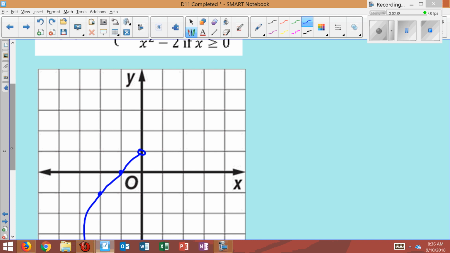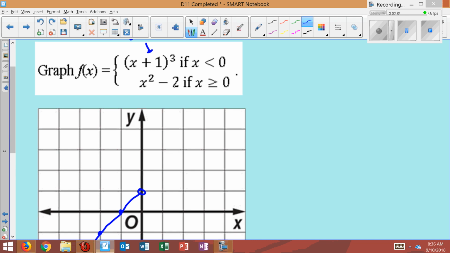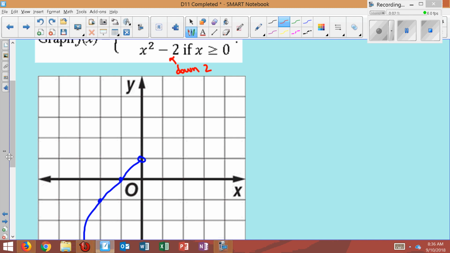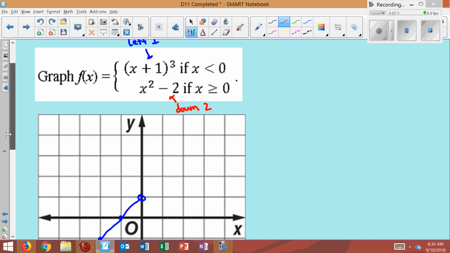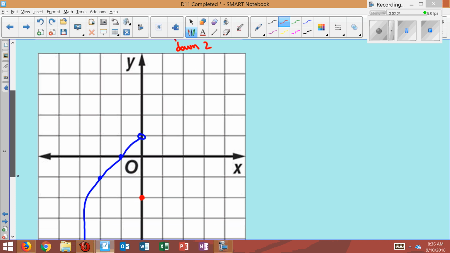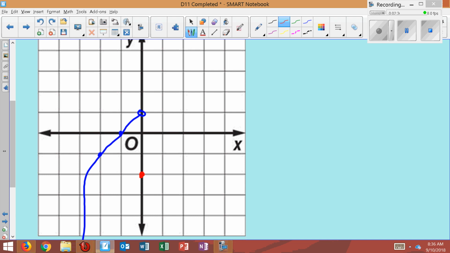And now on this piece, it's x squared minus 2. Now this is outside, so this is vertical, and vertical is normal, so this would be down 2. And x is squared, which means it's going to look like a parabola. And so I start down 2 units, and this is a closed circle because x can be equal to. More ink gets more ink. Less ink gets less ink on the dot there. So this dot has more ink, it's filled in.